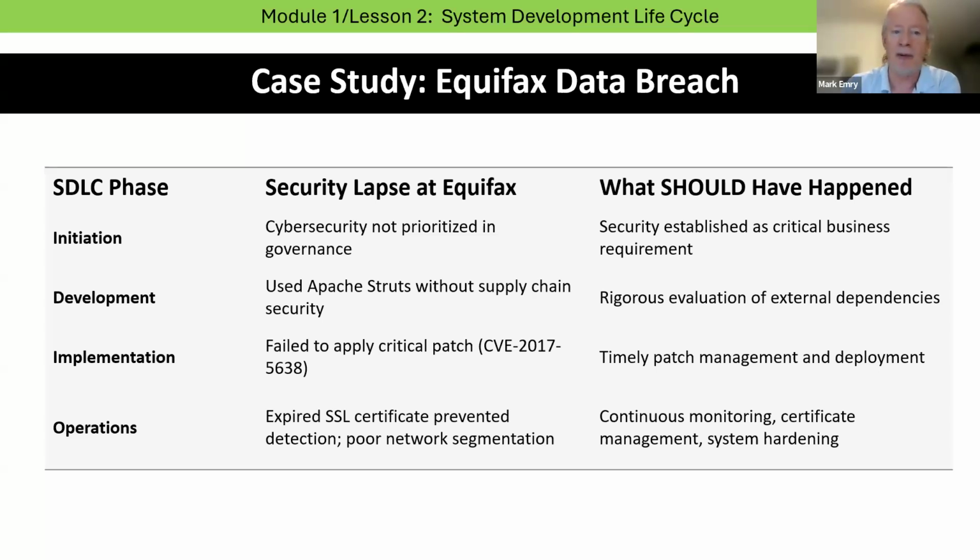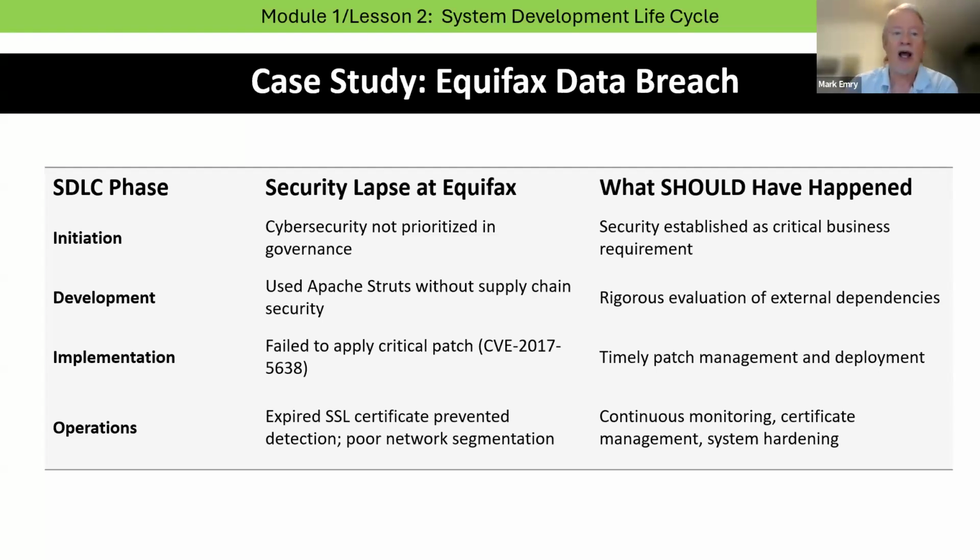In the third phase, implementation and assessment, the patch for CVE-2017-5638 was not applied, despite it being publicly disclosed. Patch management and deployment are critical implementation tasks. The patch had been available for 2 months prior to the breach. Also, an expired SSL certificate prevented breach detection. Internal scans failed to flag the vulnerability, and the lack of network segmentation enabled lateral attacker movement. These failures occurred in live systems and reflect breakdowns in continuous monitoring, certificate management, and system hardening.